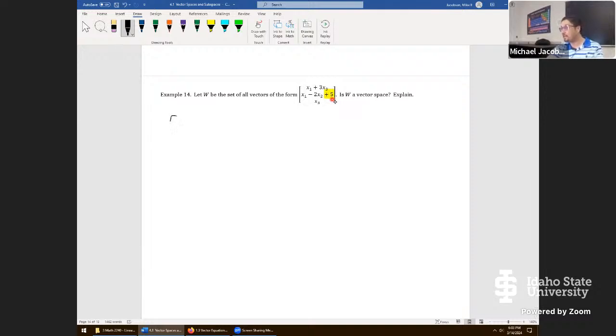So let's take x1 plus 3x3, x1 minus 2x2 plus 5, x3, set it equal to the 0 vector. And if there is no solution to that, you are done. This cannot possibly be a vector space. But this problem is a lot more tricky than expected because let's look at this a little bit carefully. We are equating entry to entry. We now just said x3 is 0.